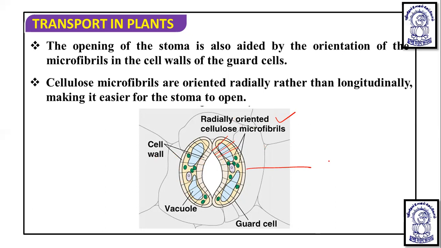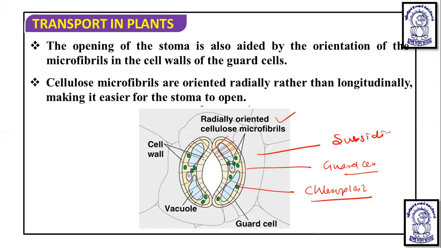These guard cells have chloroplasts and vacuoles. All these things are found, and surrounding the guard cell you will see the presence of the subsidiary cells, and this is the stomatal pore, or we can say stomatal aperture.